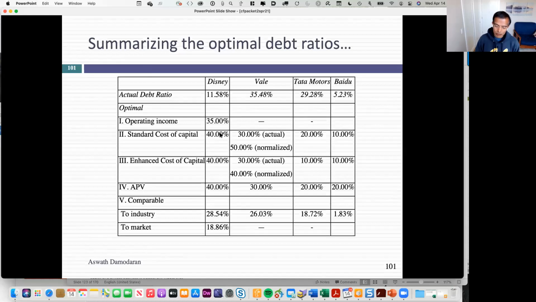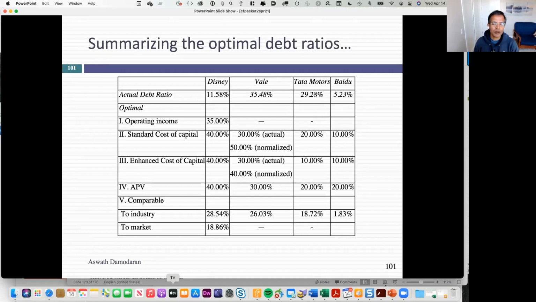I come to them. In fact, I had this very simplistic operating income approach where I asked them what is the probability that you want for your operating income not to drop below zero? And then I estimate how much they can borrow. But you saw the cost of capital, the APV, and the enhanced all gave me 40%. When I did a sector regression, which I didn't show you, where I took entertainment companies, my predicted debt ratio for Disney was about 29%. And when I did the market regression, the previous page, I got 19%.